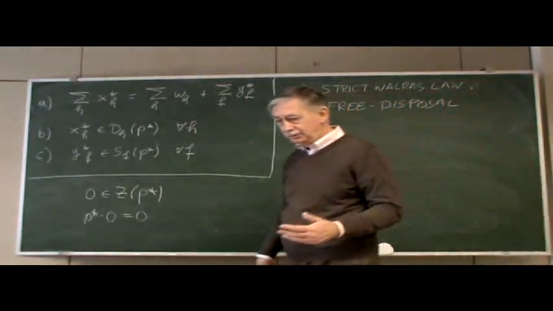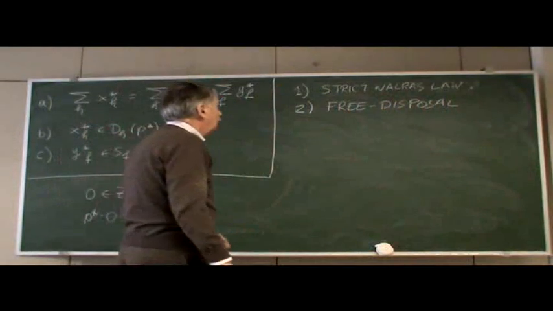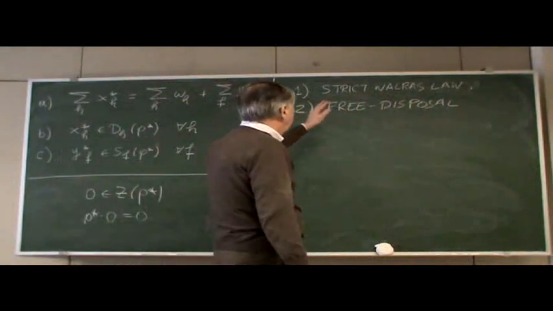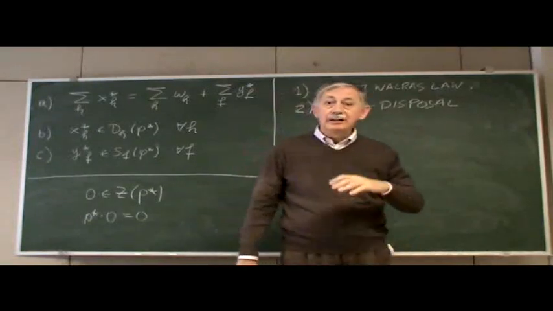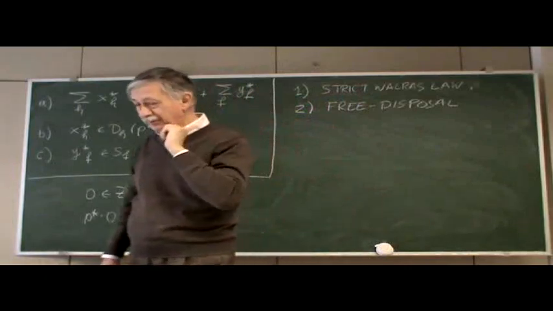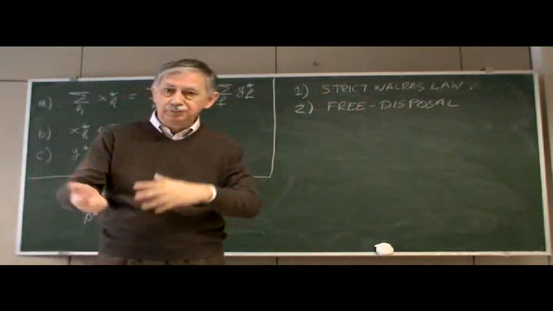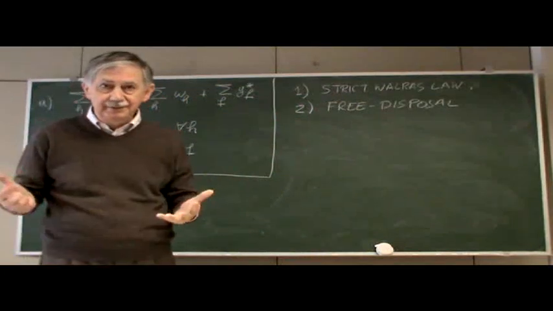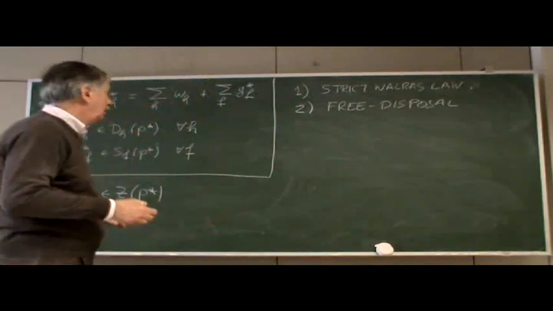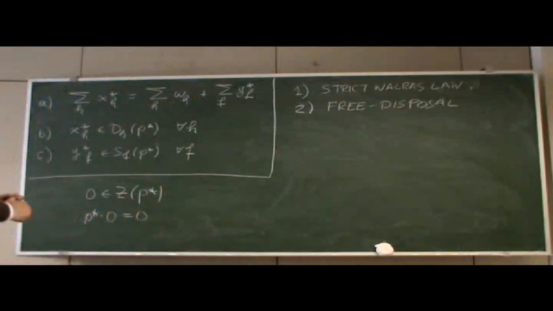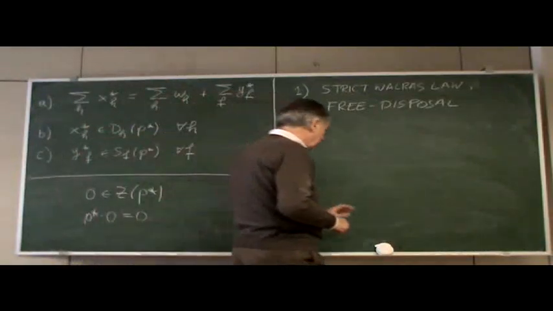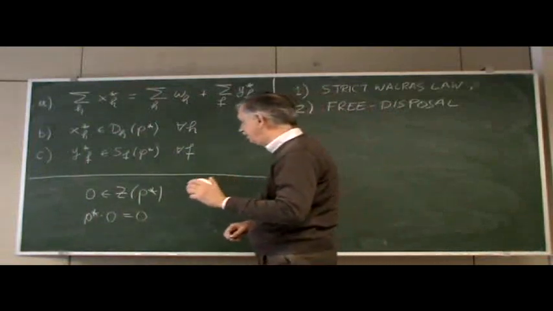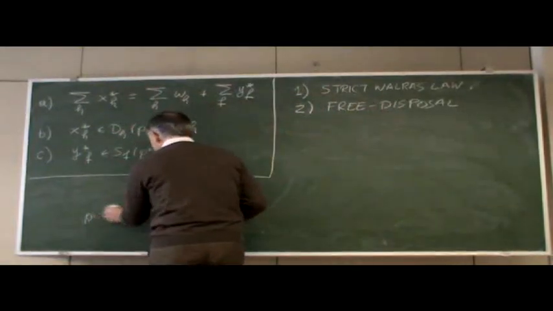In reality, if you omit either strict Walras' law or free disposal, generally speaking, it's not possible to prove the existence of equilibrium. It is necessary to use some alternative assumption. If these two assumptions hold, it is possible to demonstrate, to prove the existence of equilibrium in an alternative way.